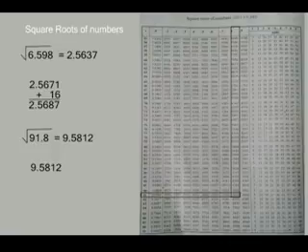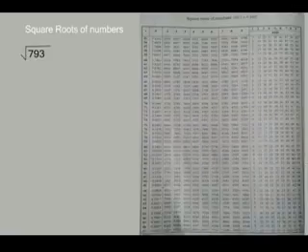For numbers less than 1 or more than 100, we write them first in standard form. But in writing in standard form, the power of 10 must be divisible by 2. In other words, it has to be an even number. For instance, the square root of 793.